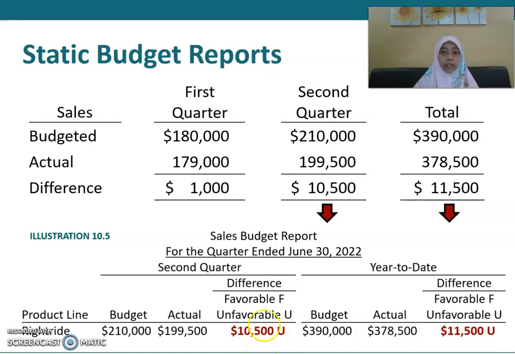For the year to date, you can see the total is 11,500. Again, 11,500 is considered an unfavorable variance because in total, you should have got 390,000, but you only got 378,500. So a difference of 11,500 is an unfavorable variance. That's how you prepare your budget report. This one is considered a static budget report.